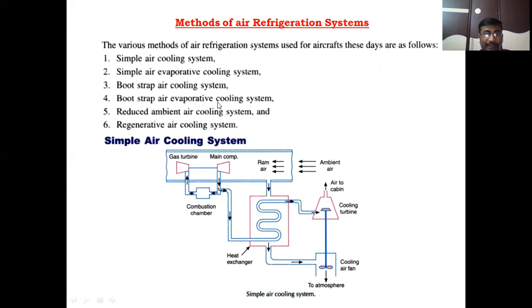Let us go one by one. I will explain. First one is simple air cooling system. Look at this diagram, simple air cooling system. This is the aircraft which is moving in this direction, and in the opposite direction, the ambient air enters the aircraft. Clear, students? The air enters the aircraft.